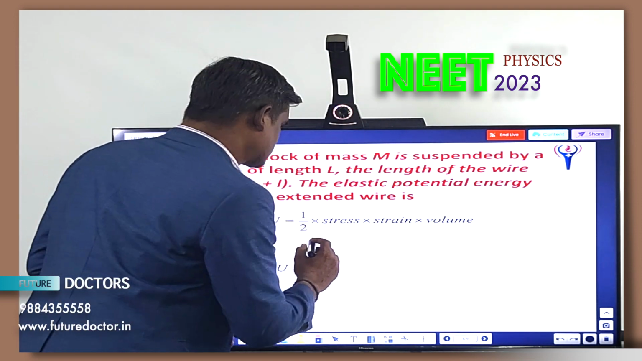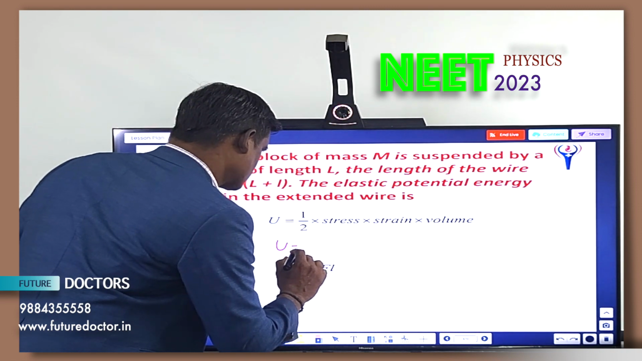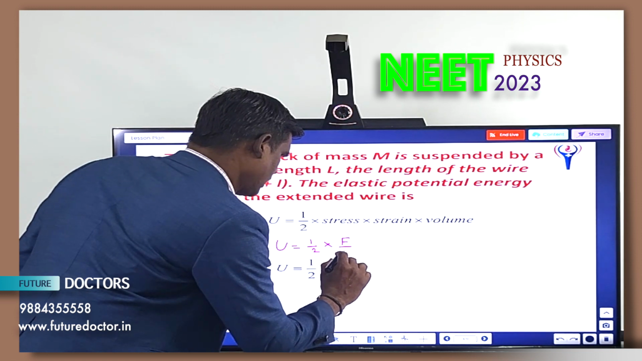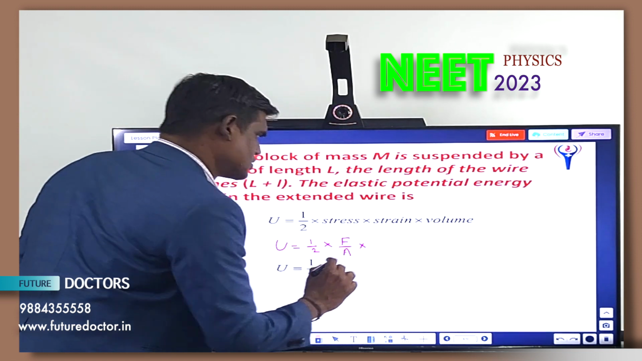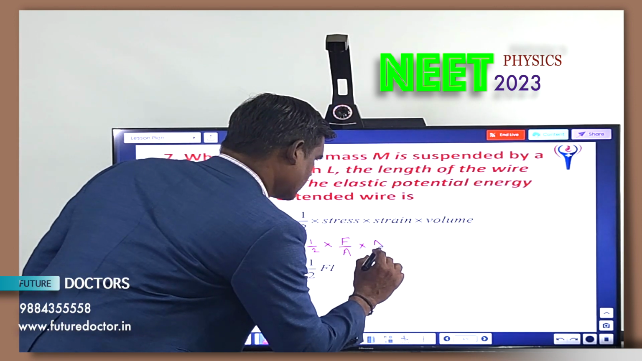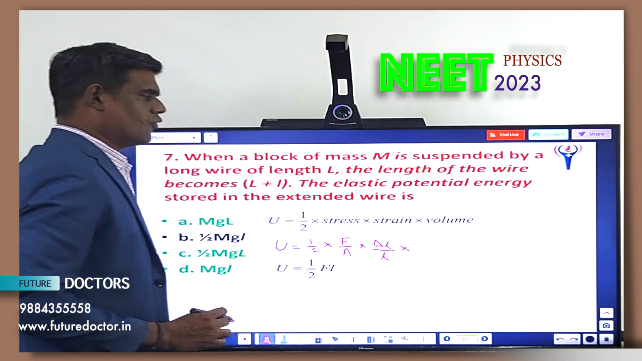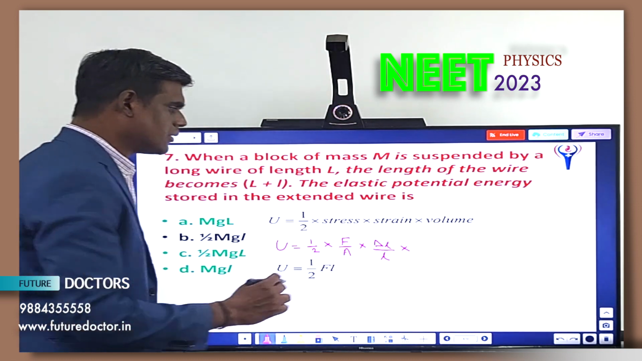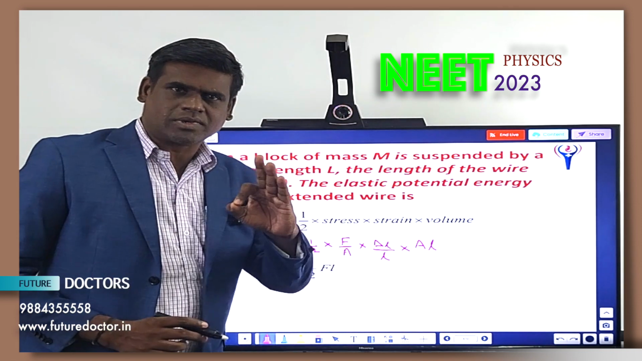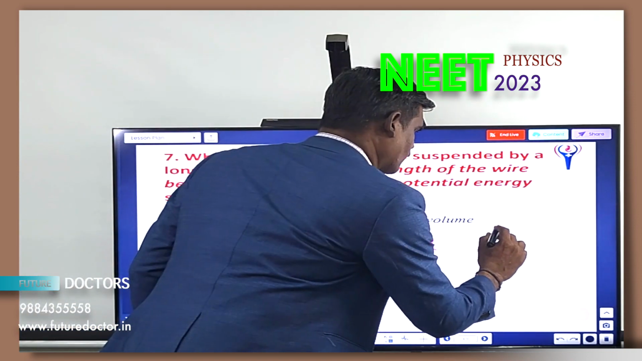What is the formula for stress? Stress is nothing but force by area. So U equal to half into force by area into strain. What is the formula for strain? Change in length to the original length, delta L by L, into volume. How can you write volume? Volume is nothing but A into L. Volume is 3-dimensional, area 2-dimensional, length 1-dimensional. A into L becomes volume V.